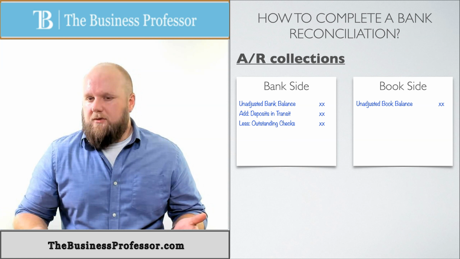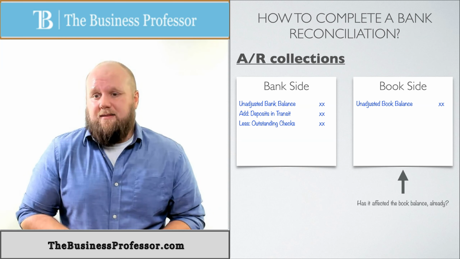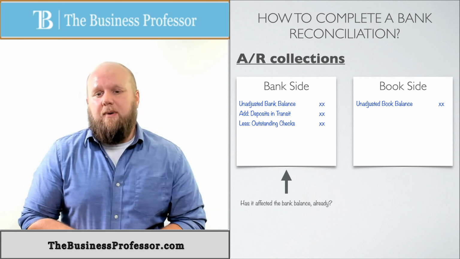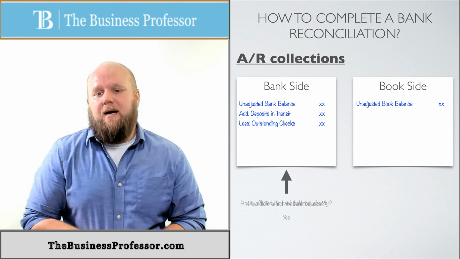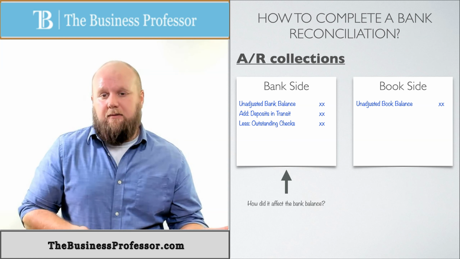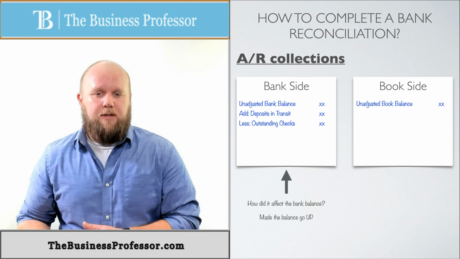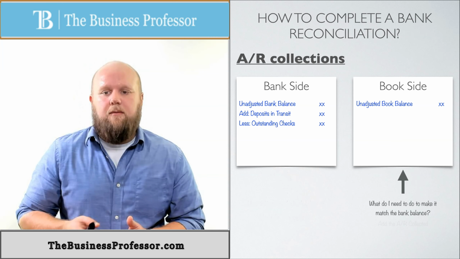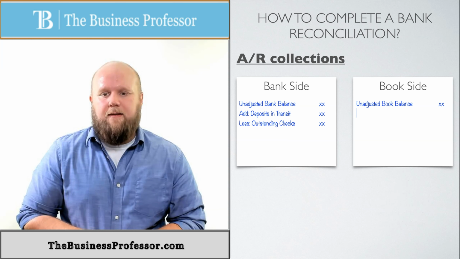So let's go through those questions. Has it affected the book side? No, because I didn't know anything about it. I couldn't put it in my books until I got my bank statement. Has it affected the bank balance? Yes, they got it, they have it. How did it affect my bank side? When they received it, it made my cash go up. So what do I need to do to the book side in order to match it? I need to make it go up. So I'm going to add AR collections.